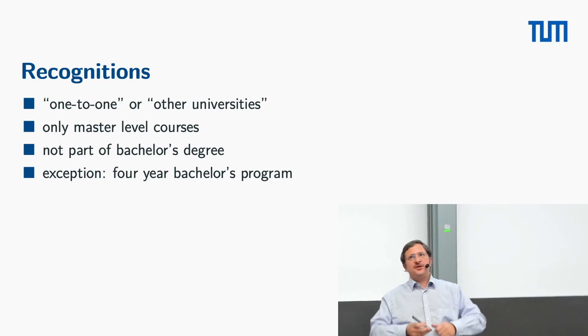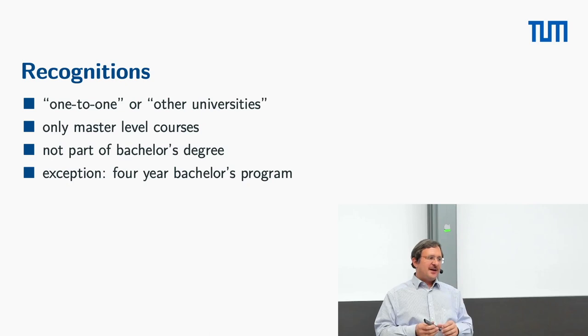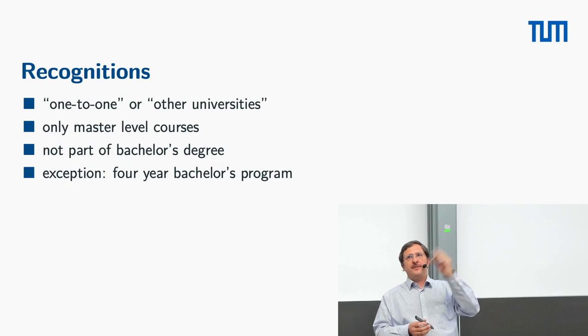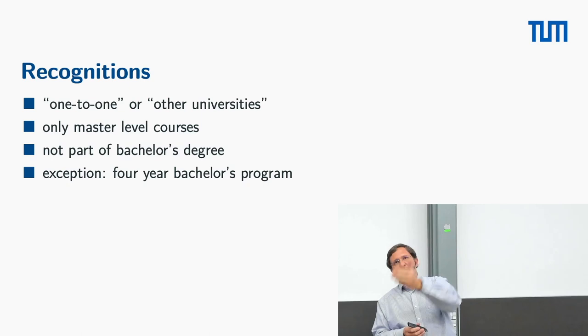One thing that I should mention is you can't use courses that you've already used towards your bachelor degree for the master's again. So there's no double use. Those courses have to be separate, meaning even if you did them during your bachelor's but didn't use them, you could transfer them to the master's. But if they entered the grade in the bachelor's, you can't use them again.